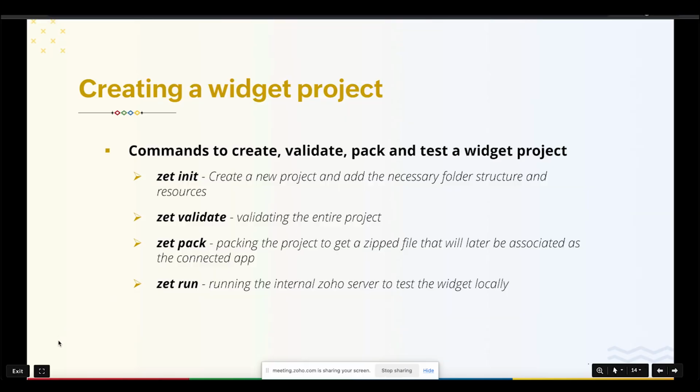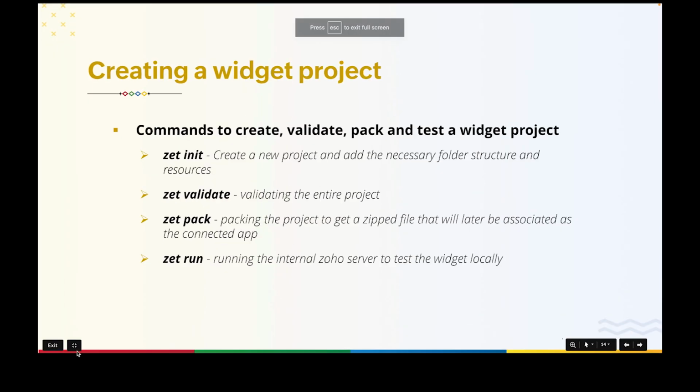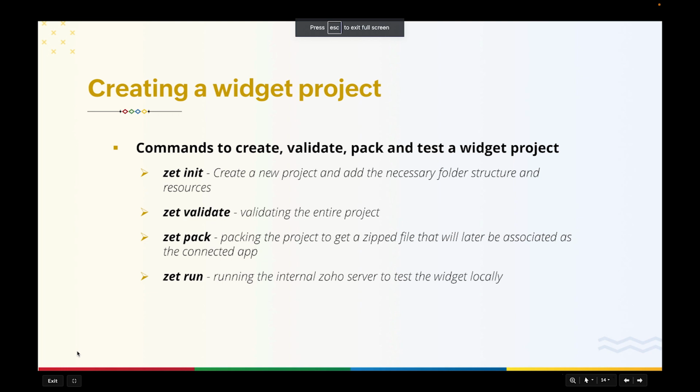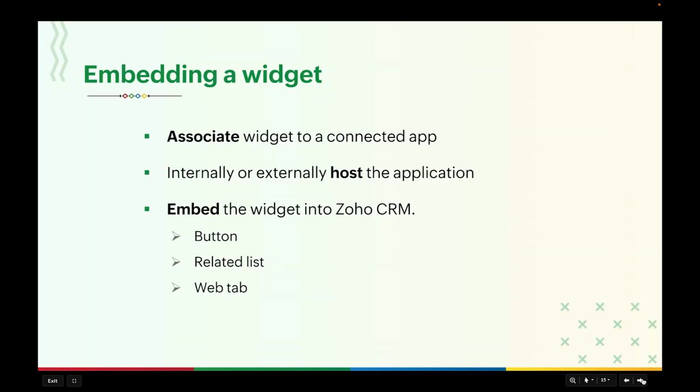So now that we have finished with the first two steps, that is setting up the development environment and creating a widget project, the next thing is that we are going to embed this widget inside our Zoho CRM, right? So in order to embed the widget in Zoho CRM, there are certain sections that need to be performed. The first thing is that we will need to associate the widget that we have created as a connected app in our extension.